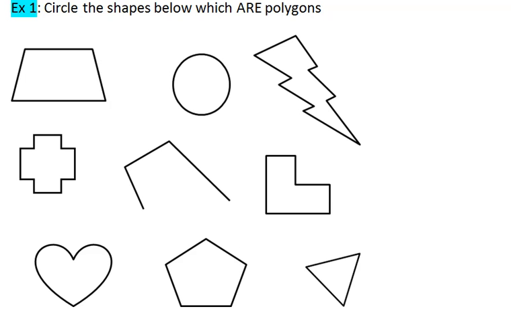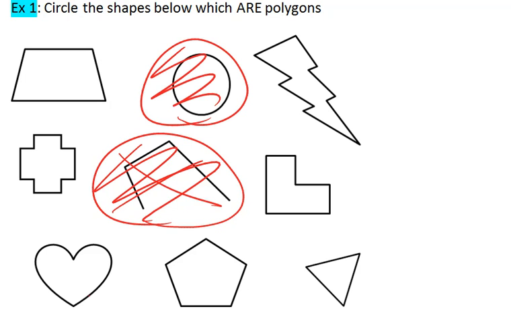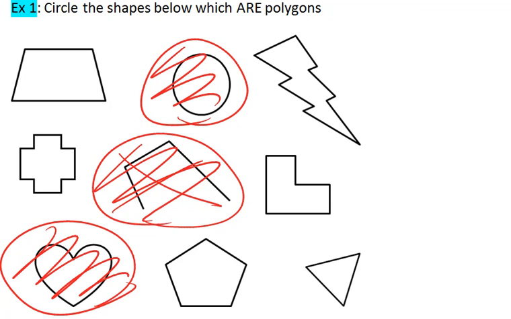Alright, so for these polygons we want to make sure that they are closed plane figures. Right away, that eliminates this middle figure. It's not closed. We then want to make sure that the sides are straight lines. That eliminates the circle and the heart. We want to make sure the sides are connected at their endpoints, which is true of everything left. So the shapes that are left are polygons.